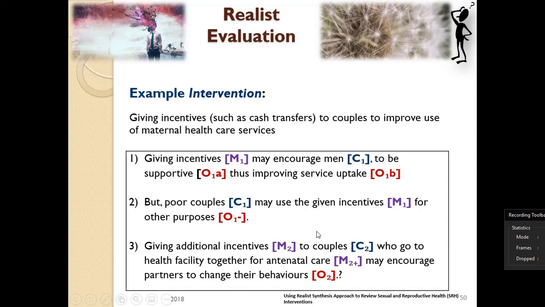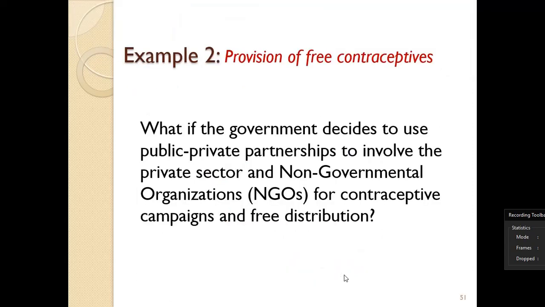Giving additional incentives, which is a mechanism, to these couples, which is context, who go to health facilities together for antenatal care, that is mechanism 2, may encourage partners to change their behaviors, that is outcome. So this is how realist evaluation is done, to assess the effectiveness or outcomes or impact of a certain intervention. So example 2 could be provision of free contraceptives. I just talked about that.